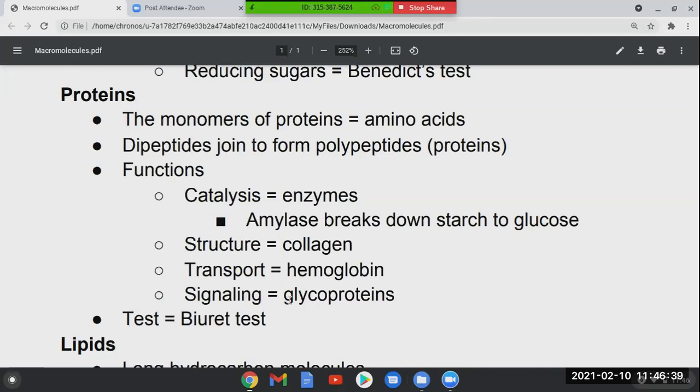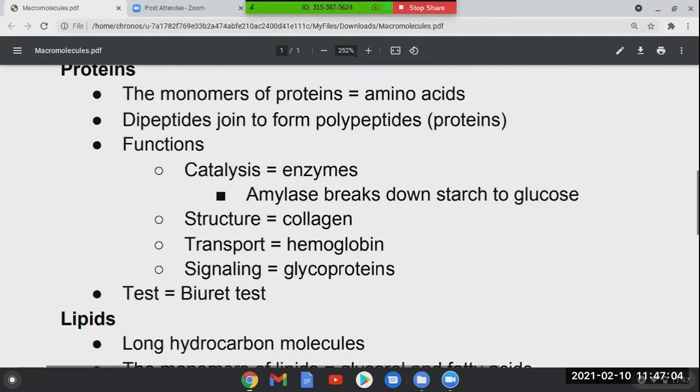Another function of protein is signaling. When you think of signaling, glycoproteins always come up. And as you can see, it has "glyco" and "protein" in its name. These glycoproteins are found on the surface of the cell membrane, so we call them surface proteins, or cell surface proteins. And they are really important in receptor signaling.